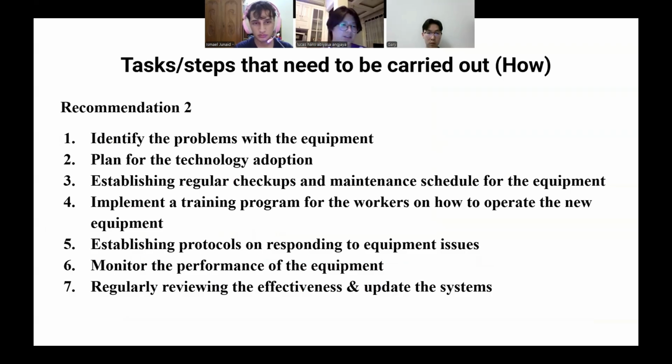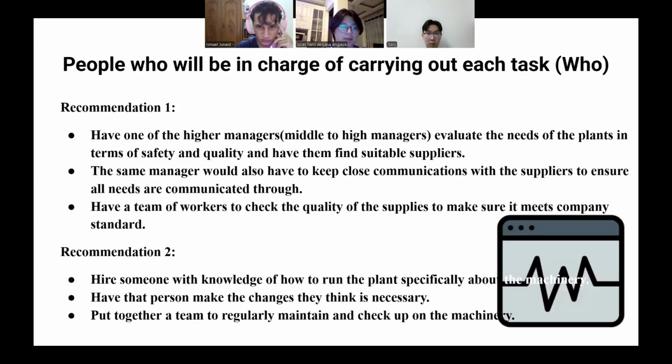For the second recommendation, you'll have to identify the problems with the equipment, plan for technology adoption, like replacing the equipment and fixing it, establish regular checkups and maintenance for the equipment, train your workers to do those checkups and maintenance, establish protocols in case of any equipment malfunction, monitor the performance of the equipment, and regularly review the systems you implemented so that you can improve on that too. Next. And I'll hand it to my teammate Gary.